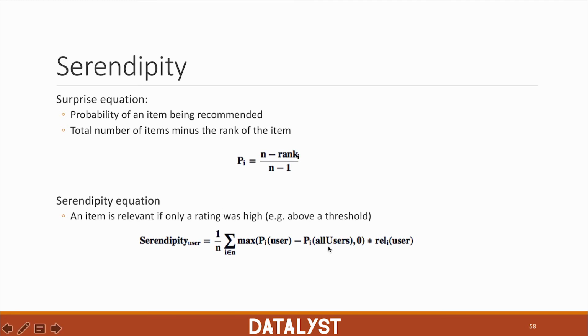And the magic happens here. We take the maximum of this expression and 0, just to make sure this expression does not go below 0. And we calculate the difference in the probability of an item being recommended for a user and the same item being recommended for all users. So the intuition behind this formula is that if there is an item that has a high probability of being recommended to a user, whereas this item is not popular in general for the rest of the users, then our algorithm is good at discovering those niches of products and users.